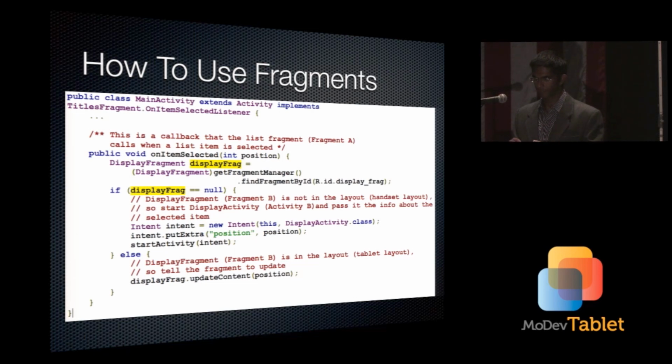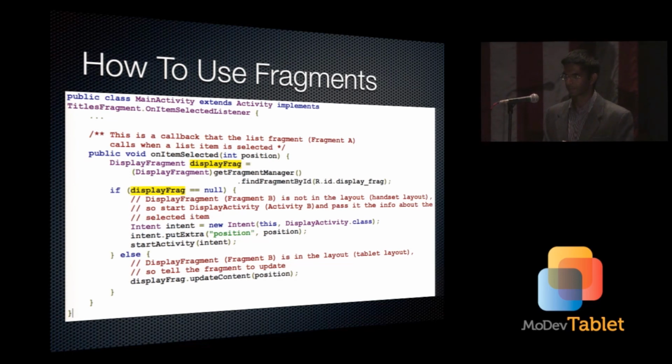So if it is dealing with a tablet, then you have the detail fragment also there, right? Both are there in the same screen. So when it looks at this display fragment, it's not going to be null. So when the display fragment is not null, then it's in a tablet, and then it's going to display the details in that other fragment. But if it is not there, then you have to start a new activity on a smartphone. Yeah, that makes sense. I understand that it's one-to-one now. Okay, got it.